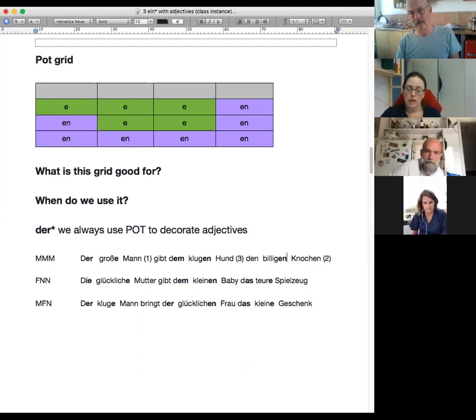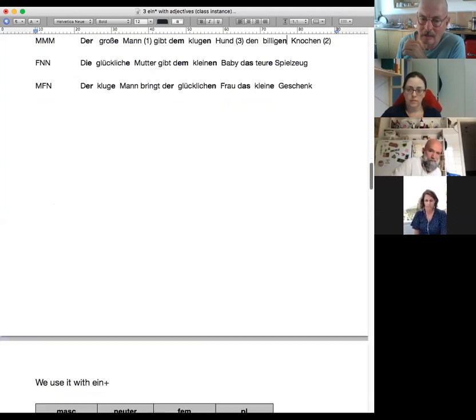Billigen. Read the sentence, please. Der große Mann gibt dem klugen Hund den billigen Knochen. Can you do it with your eyes shut? Der große Mann gibt dem klugen Hund den billigen Knochen. So it's the den billigen Knochen, it's the dem klugen Hund, and it's der große Mann. It's 1, 3, 2. That's the order that we're working with these examples.